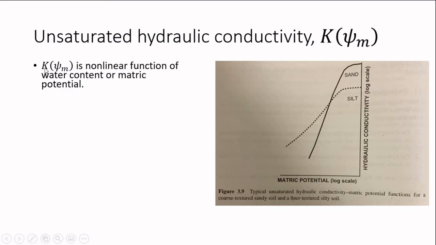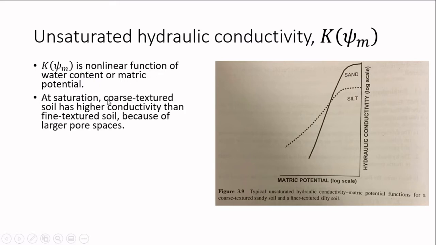Okay, so unsaturated hydraulic conductivity, which is a function of matric suction, is a non-linear function of water content or matric suction. At saturation, coarse texture soil has higher conductivity. As you can see, coarse texture soil, sand, has higher conductivity than finer texture because of larger pore spaces. So sand has larger pore spaces. As a result, it has a higher unsaturated hydraulic conductivity.